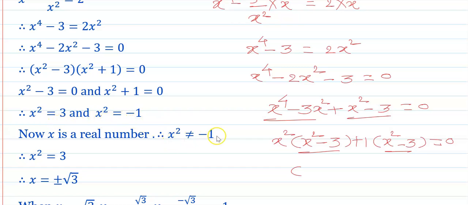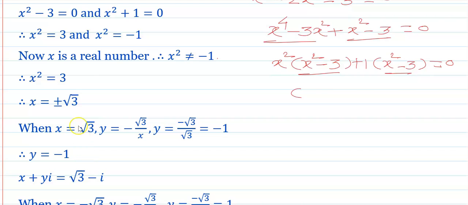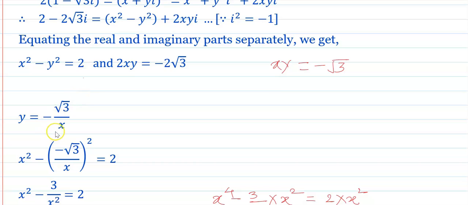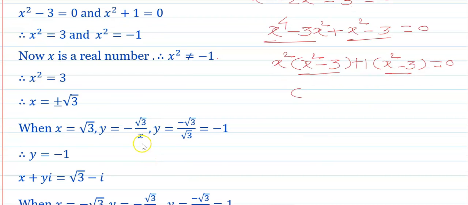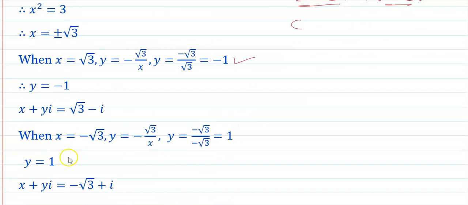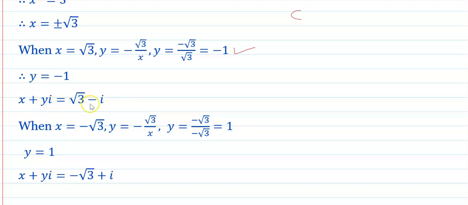Again, x square is not equal to minus 1 as x is a real number. Therefore x square is equal to 3. Taking the square root, you will get x is equal to plus or minus root 3. When x is equal to root 3, y is equal to minus root 3 upon x. Here we substitute the value of x. What is x? The y value we took from here. Substitute the value of x, root 3: minus root 3 upon root 3 gets cancelled. You will get minus 1. Therefore y is equal to minus 1. Therefore x plus yi is equal to root 3 minus i.